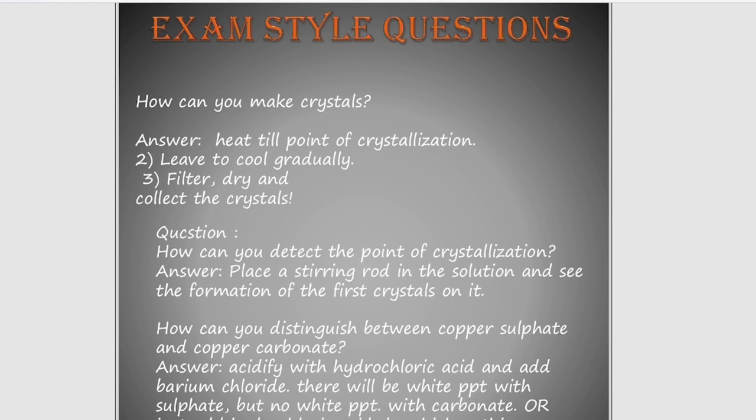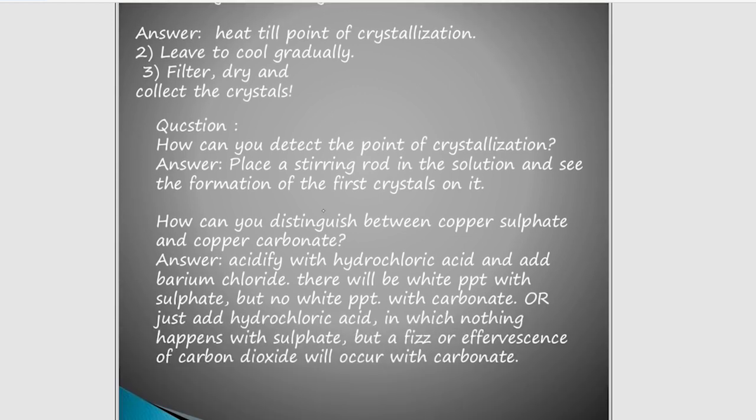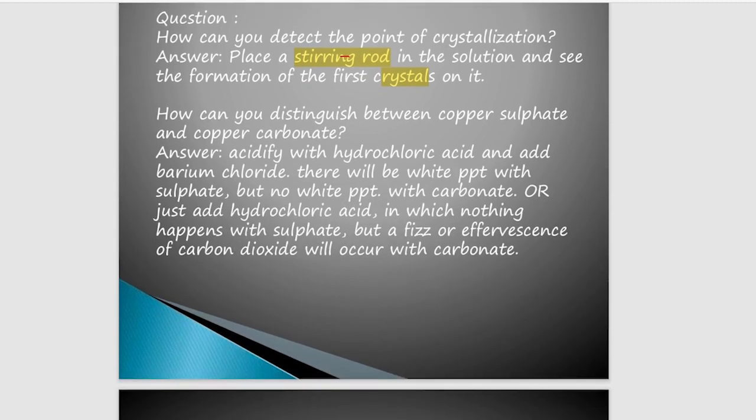How can you detect the point of crystallization? Place a stirring rod in the solution and see the formation of the first crystal on it. So in the saturated solution, you put the glass rod in the solution. After some time, you can see the crystals forming on the glass rod. Then remove the heat and allow the solution to cool down, filter the crystals, wash the crystals and then dry them.